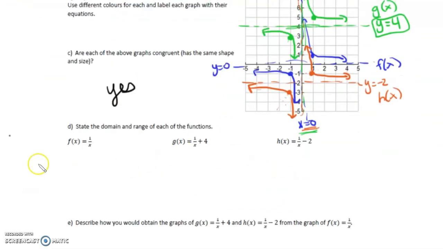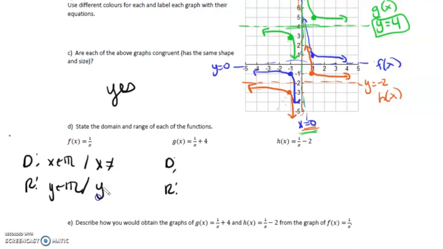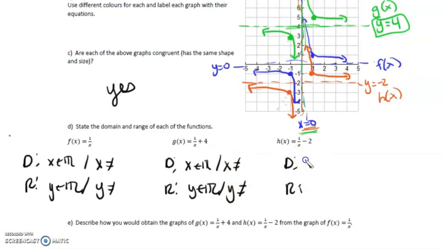Okay, and state the domain and range of each of these functions. So the domain and range of the 1 over x function, we can always set it up like this. x is an element of the real number system such that x does not equal. Okay, and we can set each and every one of these up. x is an element of the real number system such that x does not equal. And for the range, y is an element of the real number system such that y does not equal.